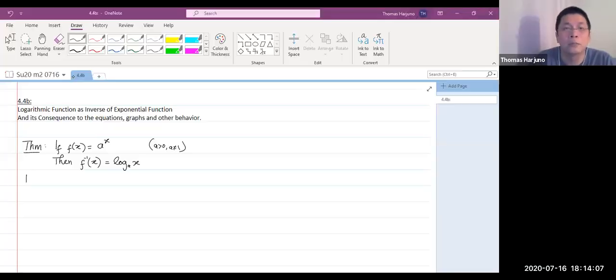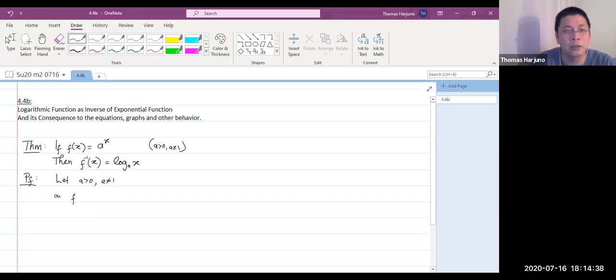Okay, earlier the connection was cut off a bit. So the theorem: if a is positive and not 1, then the function f(x) equals a to the x has inverse function log base a of x. The proof: let a be positive and not equal to 1.